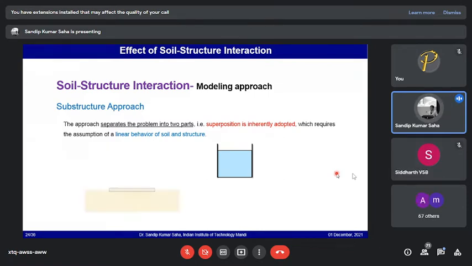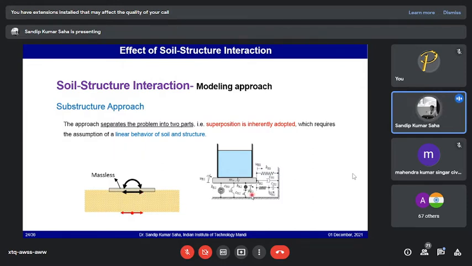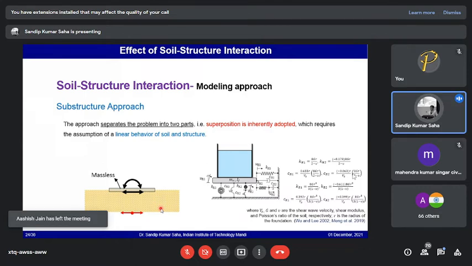So these interactions are typically modeled with the foundation and the structure decoupled. We consider a massless foundation, that means inertial interaction is not there, and only kinematic interaction is occurring. Then you consider the interaction in terms of springs, lateral as well as rotational springs attached to it, which relate the geometry of the foundation and the soil characteristics. The equations of these springs are provided here, and the relevant references are there, so those who are interested can dig deep into these aspects.